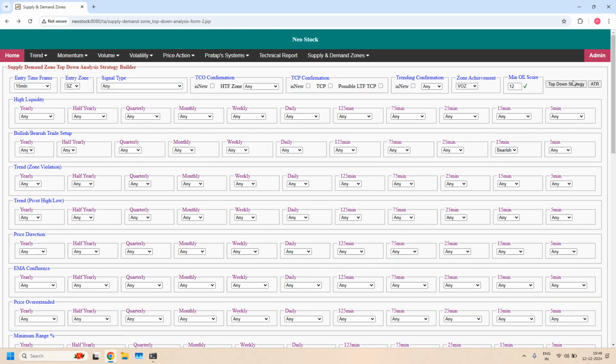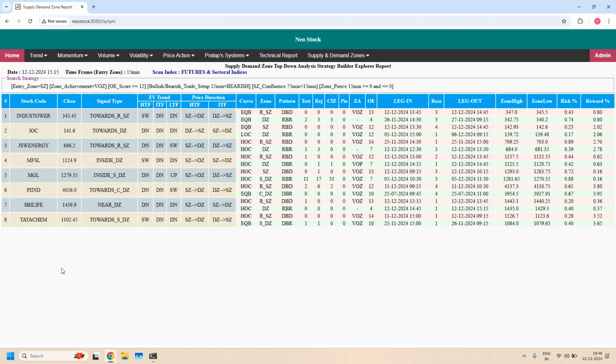With this filter, we got 8 stocks. In all these 8 stocks, the 15-minute supply zones are part of the 75-minute supply zone. That means they are overlapped with the 75-minute supply zone. And the 75-minute trend is down. 75 means ITF. The trend is down. So if these 75-minute supply zones have daily EMA confluence, they are even higher probability trade setup supported stocks. Let's verify.